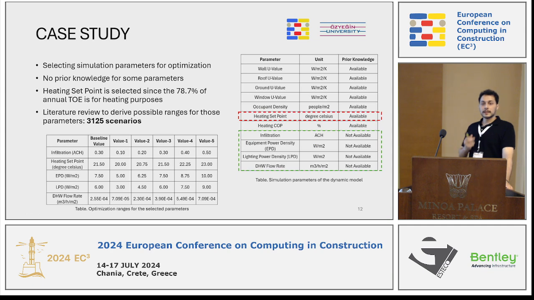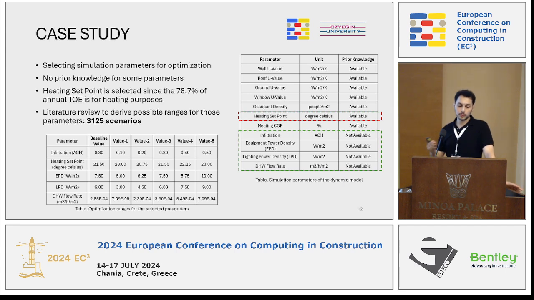So we needed to select the determinant simulation parameters because our aim is also to reduce the computational time. To do this, we checked the building energy audit reports available on the campus, and we saw that some parameters do not have prior knowledge in those reports. For example, the infiltration ratio, equipment power density, lighting power density, and the domestic hot water flow rate do not have any knowledge in the energy audit reports. Therefore, we assume that these parameters deserve consideration in the optimization.